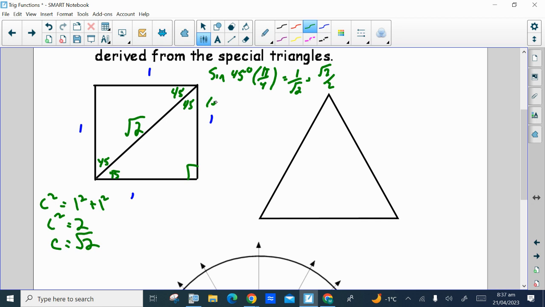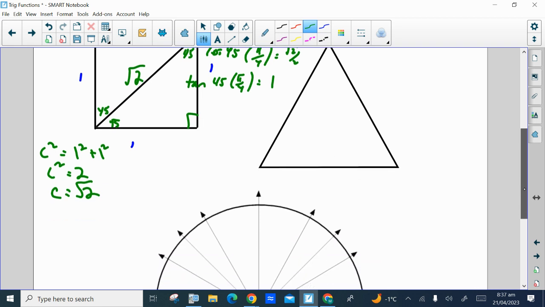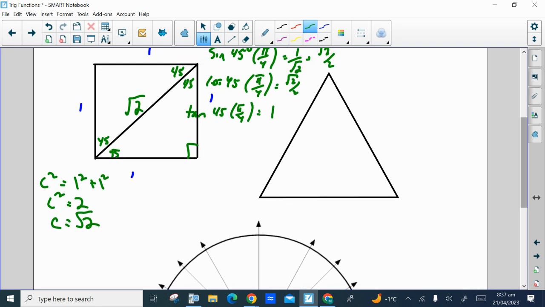The cosine will be the same value because the adjacent side is also 1. So that's also root 2 over 2. And the tangent of 45, or pi on 4 radians, is 1 over 1, opposite over adjacent. And so this allows us to fill in some of the coordinates on the unit circle.